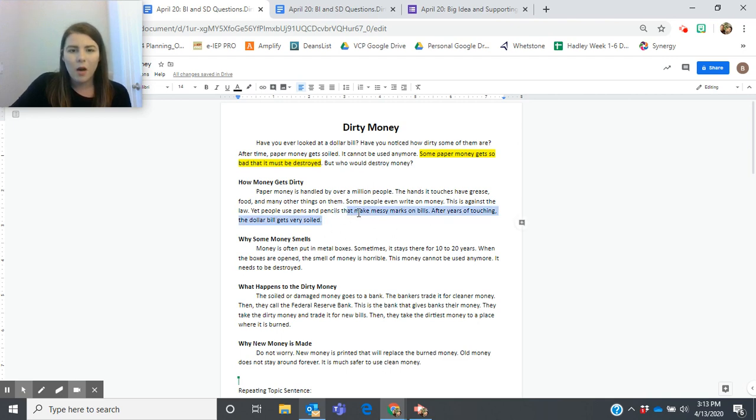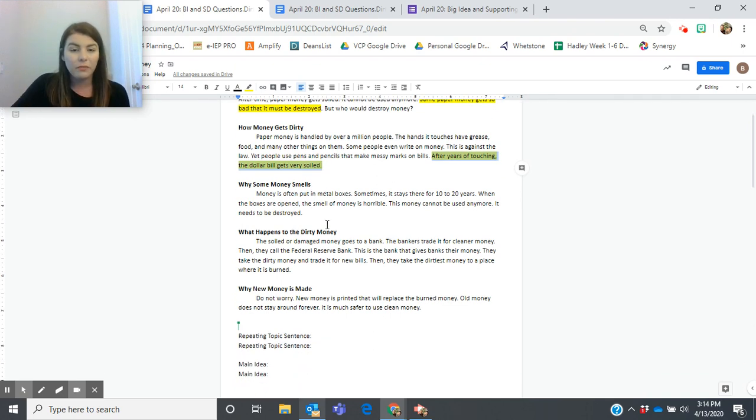Well, all of the sentences in this paragraph are really leading up to this point here, that after the money has been touched so much and handled so much, it gets very soiled or very dirty. This seems to be the topic sentence of this paragraph.